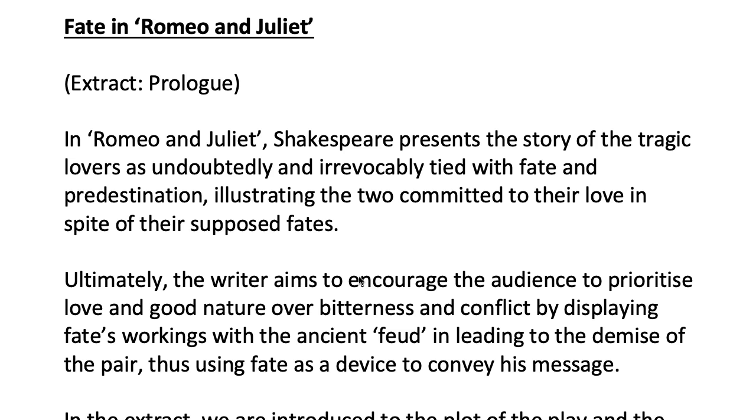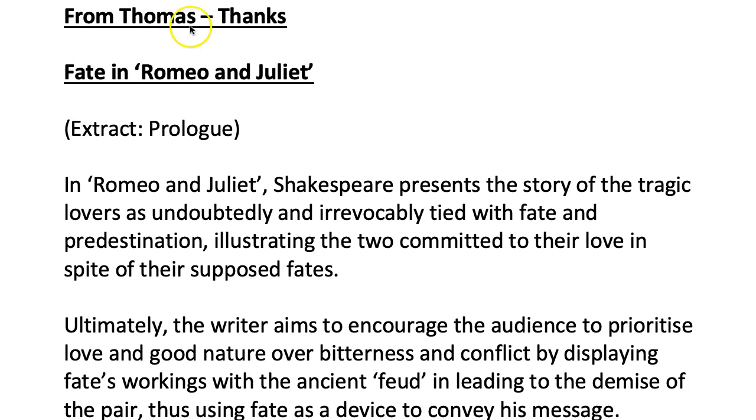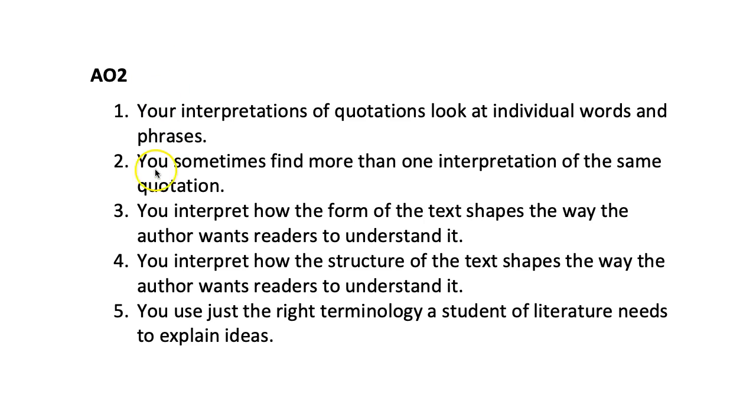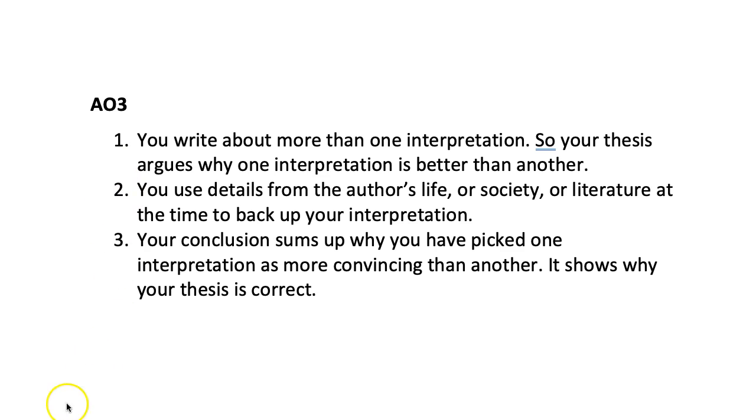This one is aimed at grades 7, 8 and 9 and it's looking at fate in Romeo and Juliet. We will be reading parts of an essay by a wonderful student called Thomas, who has sent this essay in for me to make a video. And I'm going to use my translation of the mark scheme for grades 7, 8 and 9. So this is what you will need for AO1. I'll also teach you everything you need to know from AO2 and then obviously AO3, the context.